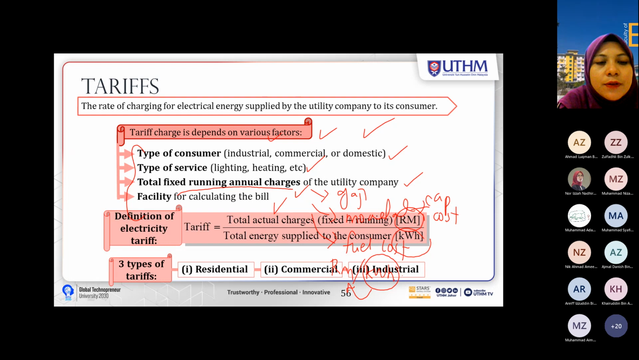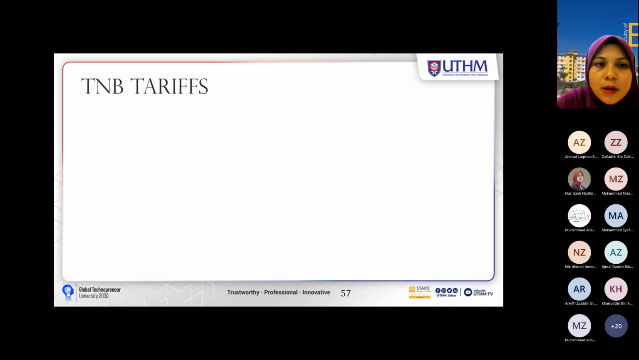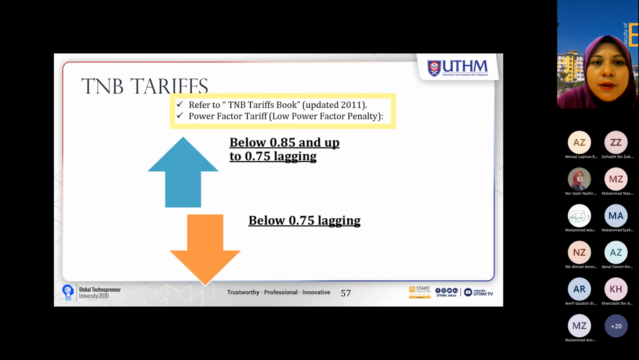So there are 3 types of tariff. We have the residential, commercial, and also the industrial. Different types of users will have different types of tariffs. Okay, commercial and industrial are more expensive compared to residential. This is referred to the TNB tariff book, updated 2011, and there is also a power factor tariff, the low power factor penalty.